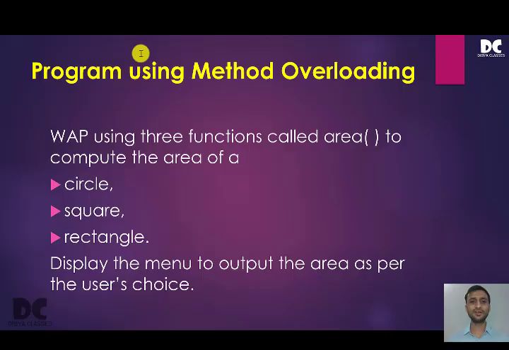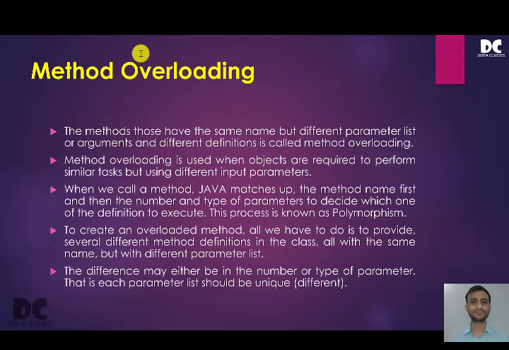In the definition also we studied that when we call a method, the Java compiler matches up. What does it match? The method name first, here area, and then the number and type of parameters. So first it will match the name. In this case 3 are matching. There are 3 areas. Then it will go for the number of parameters. In the first 2 cases there is 1 and in the second case there are 2. So it will reject the third one because there are 2.